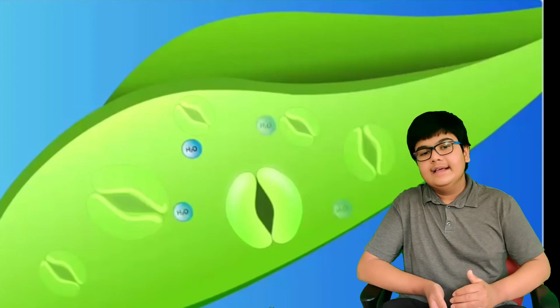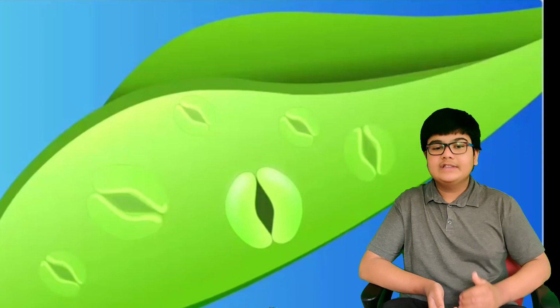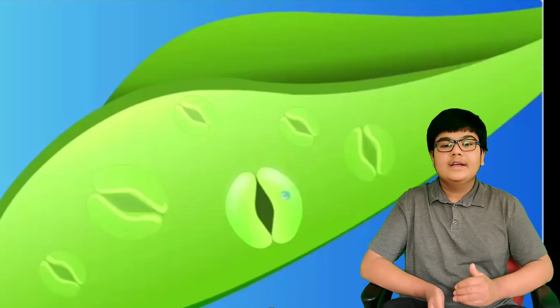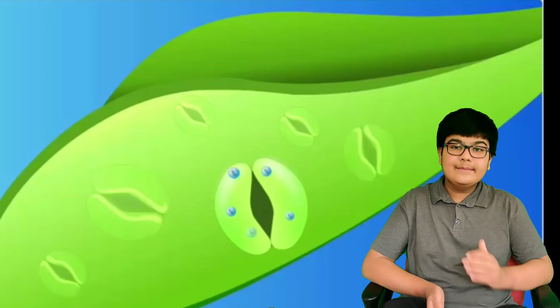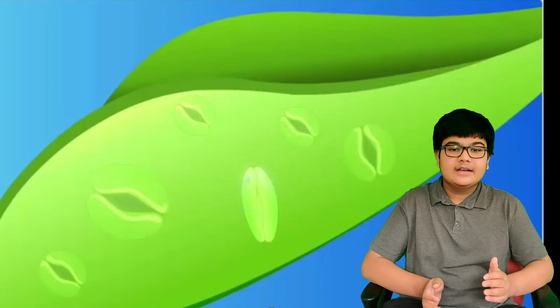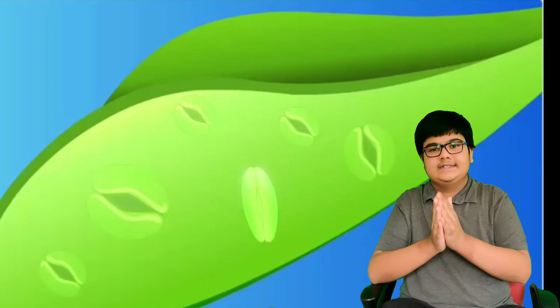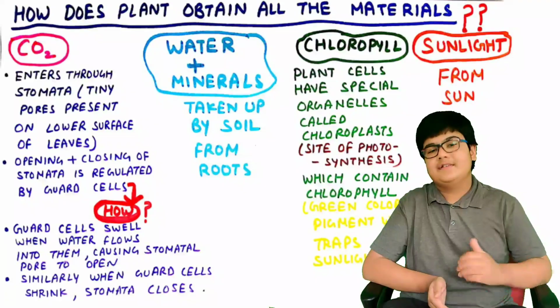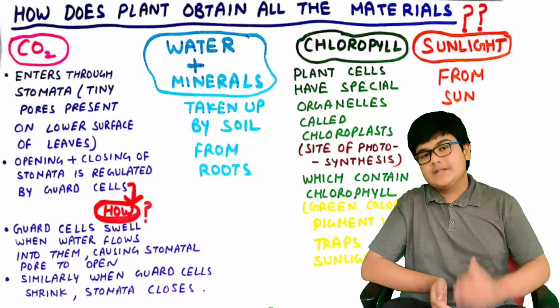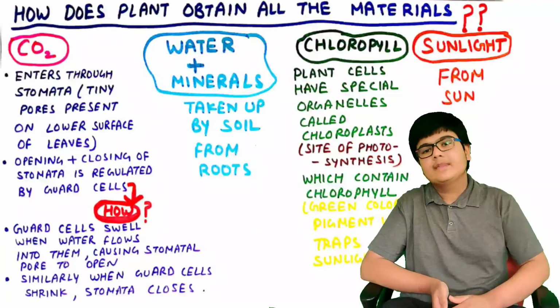Guard cells swell when the water flows into them, causing the stomatal pore to open. And similarly, when the guard cells shrink, the stomatal pore closes. Second, water and minerals. They are taken up from the soil by the roots.